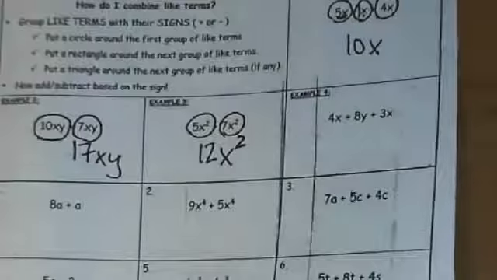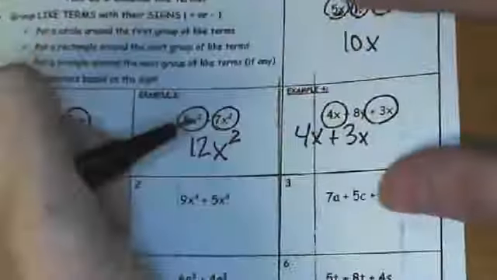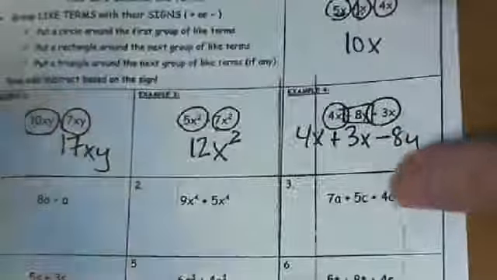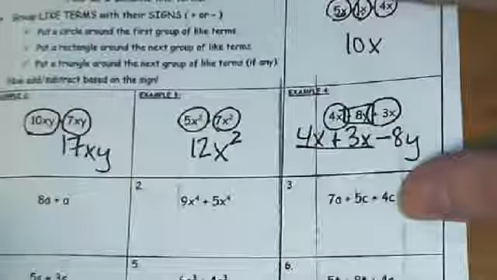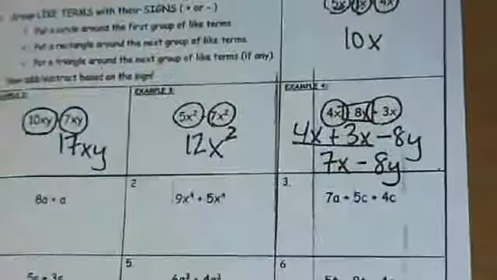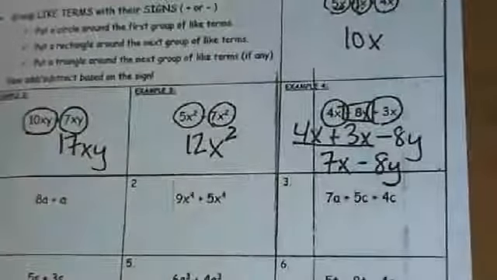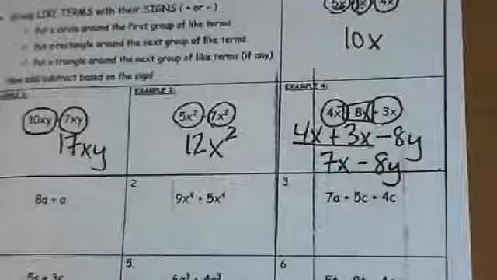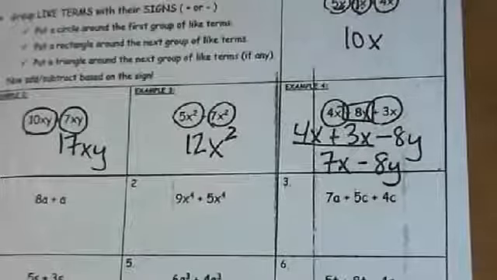Example number 4. Okay, so I have 4x, and I can combine that with plus 3x. So I can rearrange this and say 4x plus 3x and minus 8y. The 8y would be your rectangle because that's different. So I can combine the 4x plus the 3x, which is 7x, and then I just minus the 8y. And that's it. I leave it alone because I can't combine it any further, because they don't have the same variable.